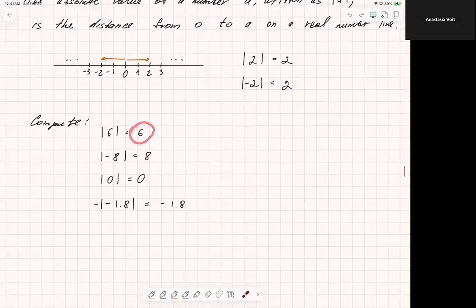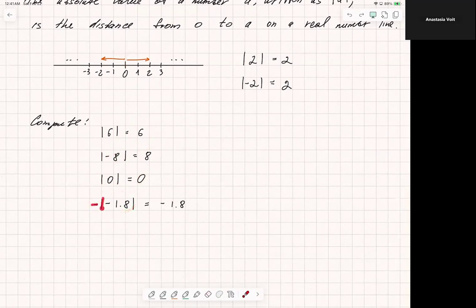If we have the absolute value of -8, as I said, this negative sign just disappears in the absolute value because we're looking only at the distance. So we would have 8. The absolute value of 0 is 0. So essentially we stay at 0 and we don't move anywhere to the left or to the right. Okay, now let's look at this one.